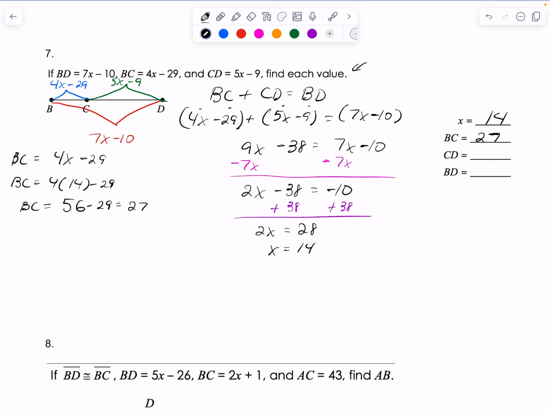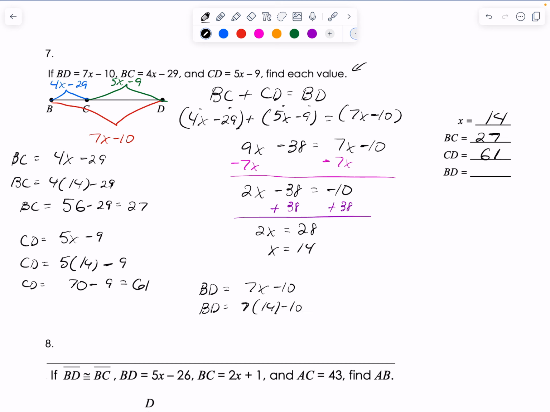Let's do the same thing for segment CD, which is equal to 5x minus 9, plugging in 14 where it says x. That gives us 5 times 14, which is 70, minus 9, which is 61 units. And last but not least, I'll do segment BD over here, which is 7x minus 10, replacing that x with 14. 14 times 7 is going to be 98. 98 minus 10 is 88 units.